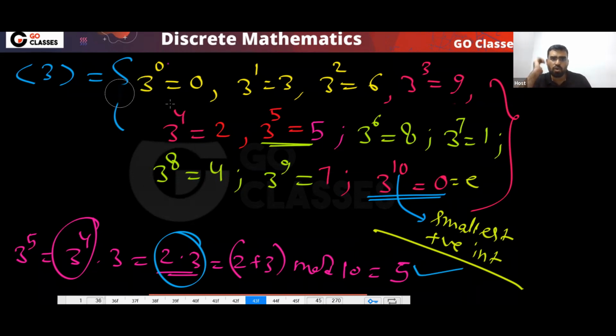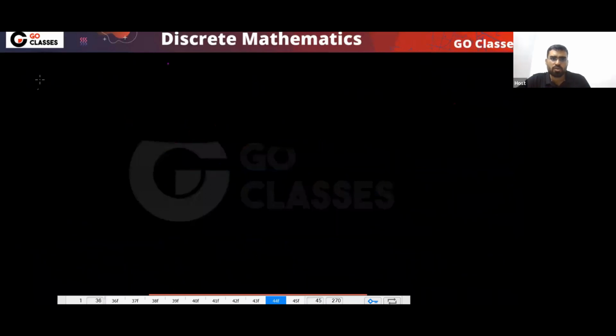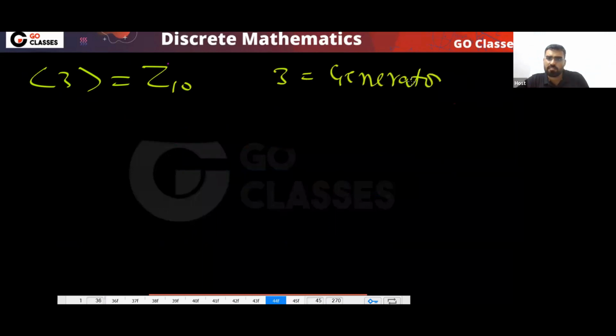So order of 3. Okay, because this is a duplicate, let me remove it from here. Now can you notice, order of 3 is the same as this number. Yes or no? So this is the same as your group, so I can say 3 is the generator.